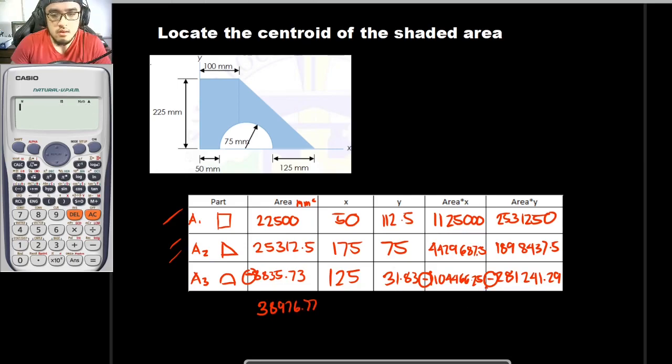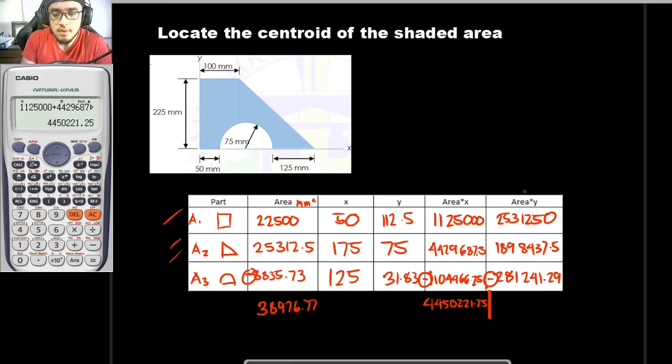Okay, so for the summation of the product of area times x, that is 1,125,000 plus 687.5 minus 1,104,466.25. So our answer here would be equal to 4,450,221.25. So that is for the summation of the product of area and x.